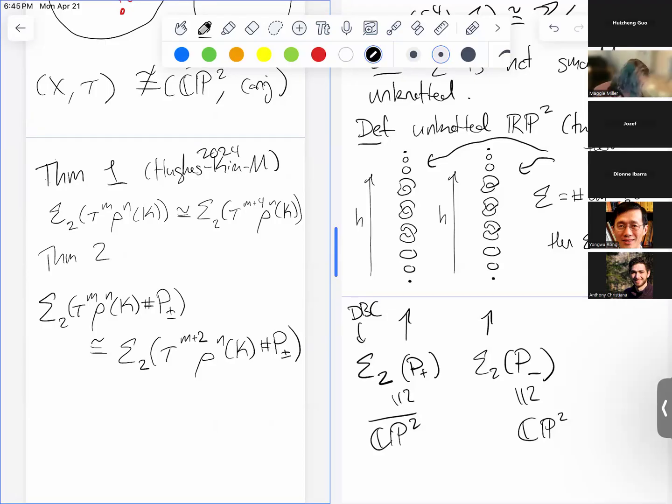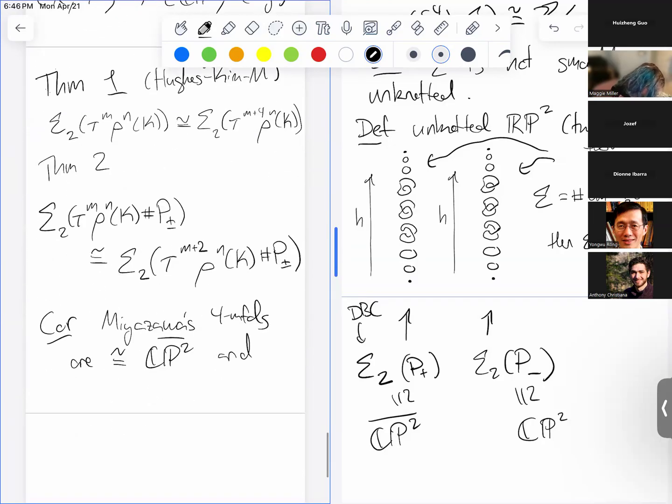Okay. And so I claim as a corollary of theorem 2, I spelled corollary wrong. Corollary is that Miyazawa's manifolds are diffeomorphic to CP2 bar, and hence there exist exotic involutions on CP2.